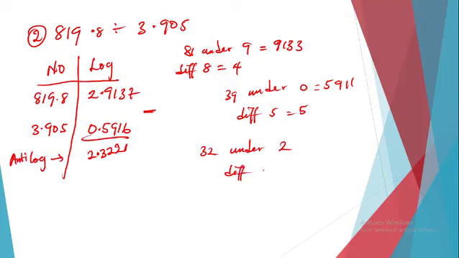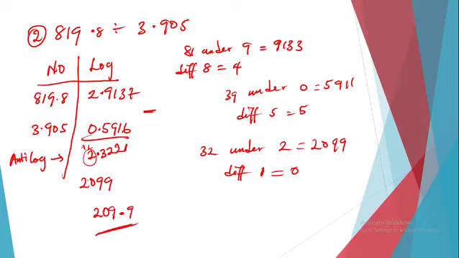So we now look for the anti-log of this number here, and then we're looking for 32 under 2, then difference 1. Okay, 32 under 2 under the anti-logarithm table, go over, we have 2099, and then the difference, we have 0. So here we have 2099, and then our integer had to be 2 plus 1. That gives us 3. So we are placing our decimal point after the third digit. So we have 1, 2, 3. Place your decimal point, and then we have 9. And this is our answer.